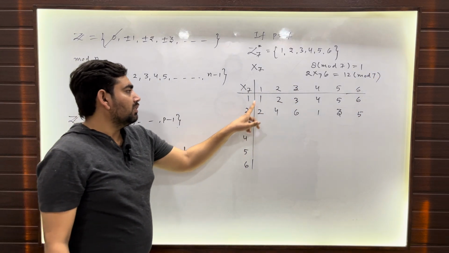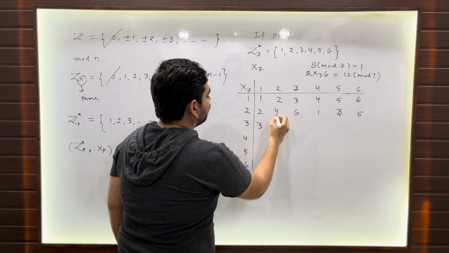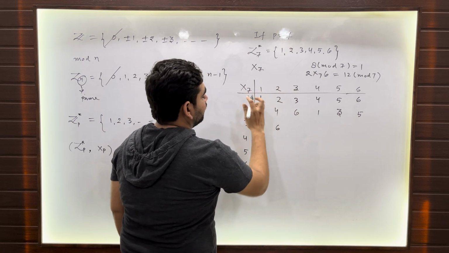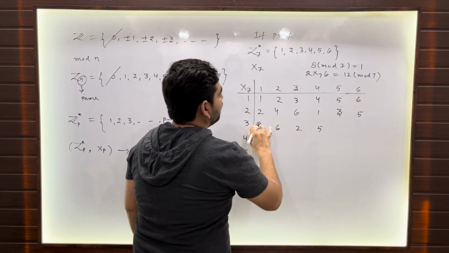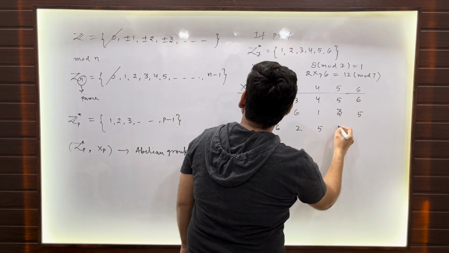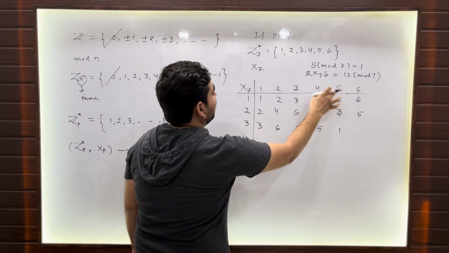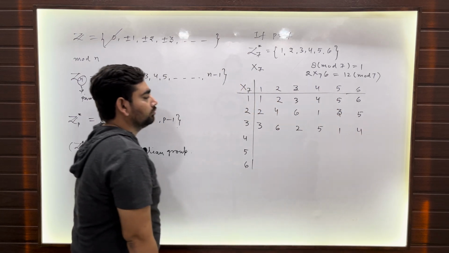Now 3 multiplied by 1 is 3. 3 multiplied by 2 is 6. 3 threes are 9, under mod 7 it is 2. 3 fours are 12, under mod 7 it is 5. 3 fives are 15, under mod 7 it is 1. 3 sixes are 18, under mod 7 it is 4.